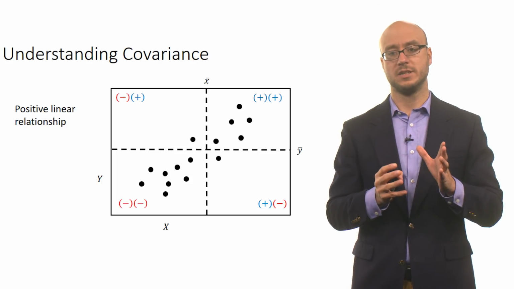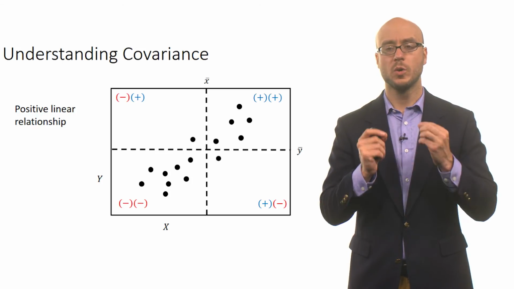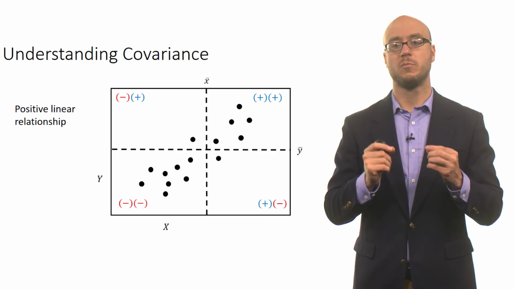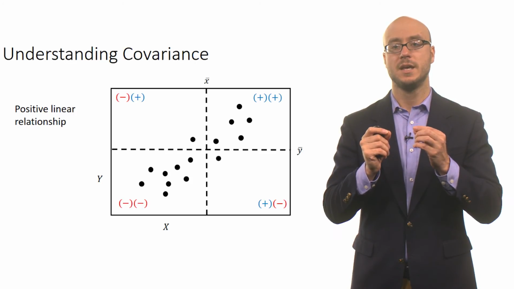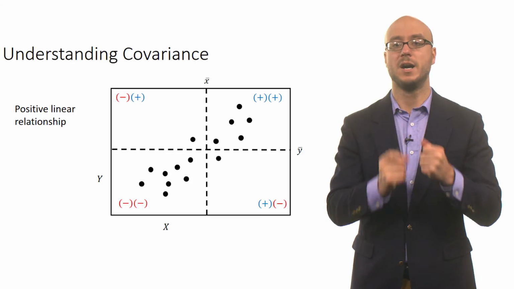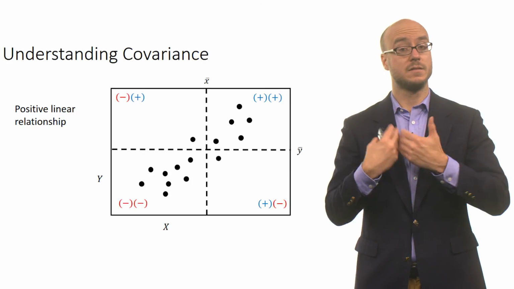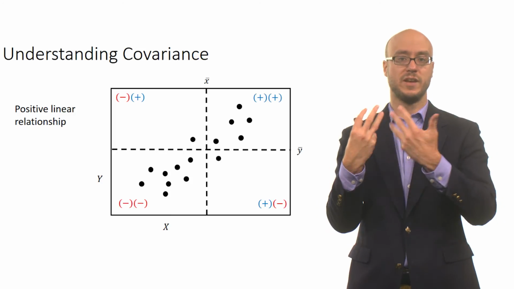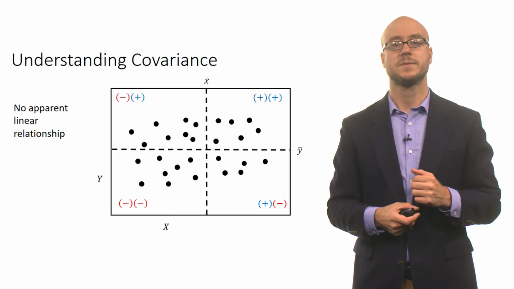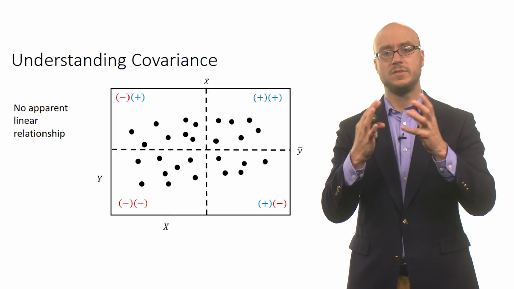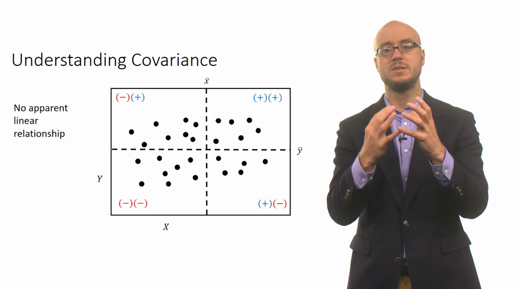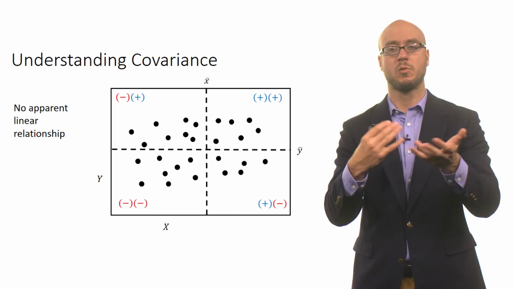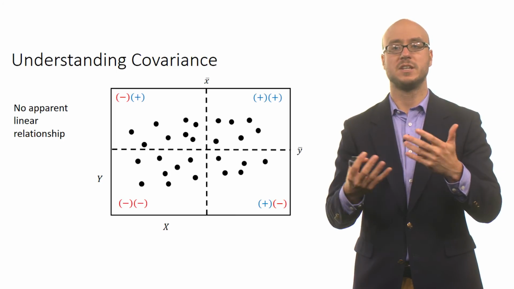When we have a positive linear relationship in a scatter plot, you're going to have more data points in regions 1 and 3. You're going to have more data points in those regions in which you have positive cross products. That should make intuitive sense, because here you have a positive linear relationship, you're going to have more positive cross products. When we have a cloud of data points, with no apparent linear relationship, you're going to have data points that are in roughly equal proportions in all of these different regions.